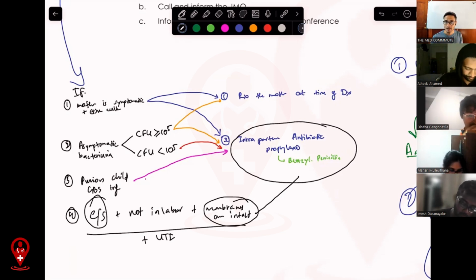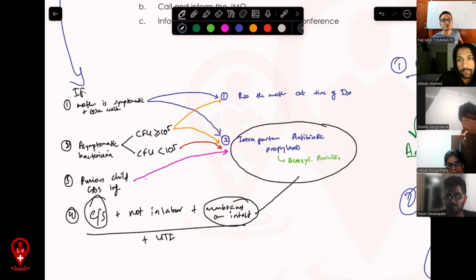Around the vagina and now in the urinary tract. So if this is not a normal labor, it is unlikely that the child will get it. However, since we are doing a CS, we don't really need to worry about it too much. So we don't need to give intrapartum antibiotic prophylaxis. This is one of the only instances where we do not give intrapartum antibiotic prophylaxis.